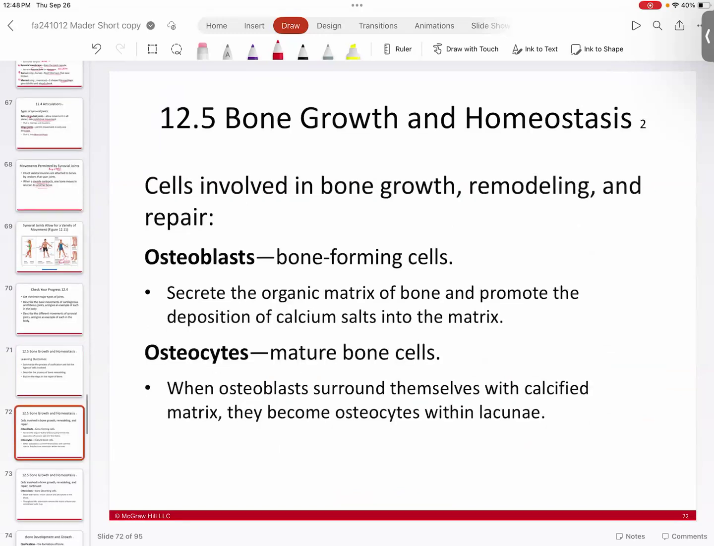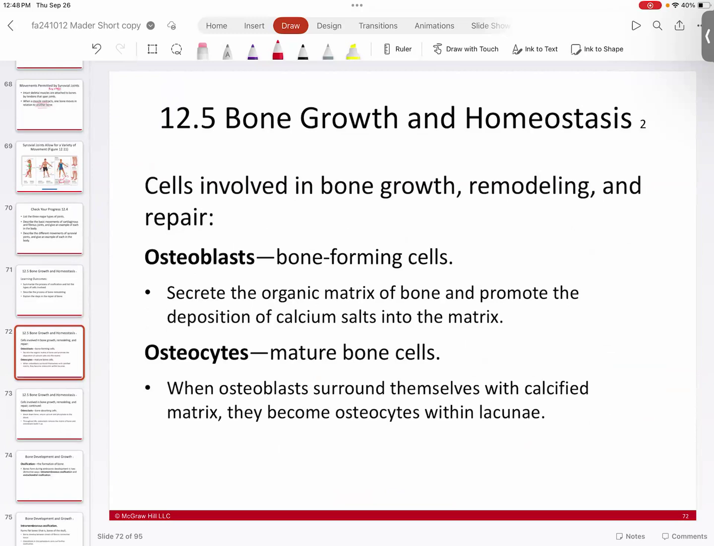Okay, now let's take a look at bone growth, and then we'll take a look at bone repair. So first of all, when we take a look at bone growth and homeostasis, the first thing to understand is that the ones in charge of bone growth are the osteoblasts. These are developmental cells that will essentially lay down new bony matrix. And so they'll secrete this bony matrix, and then they'll deposit calcium salts into the matrix, which hardens it.